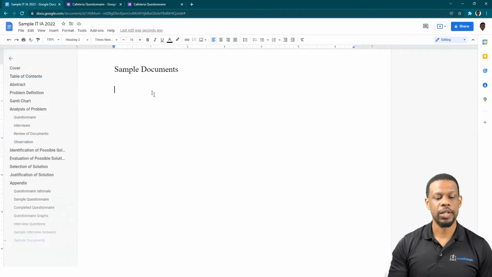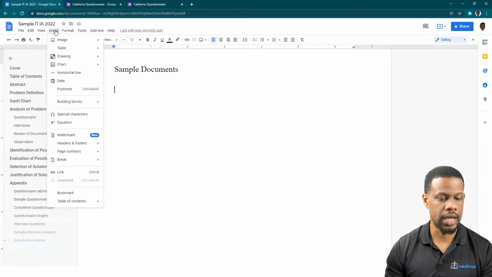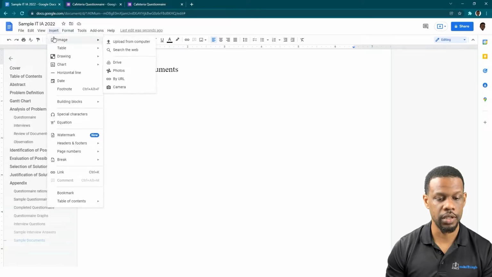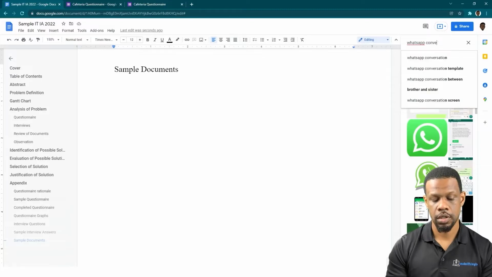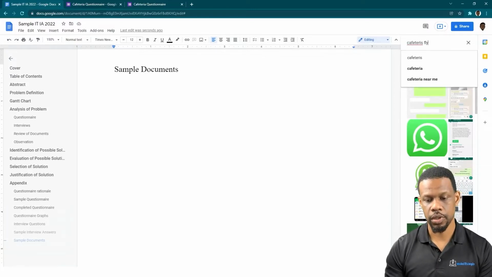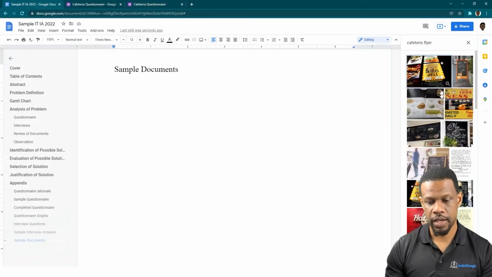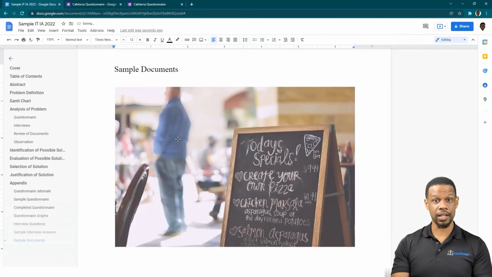The sample documents will be whatever pictures or images you collect from your research. I'm going to show you something simple. I'm just going to insert random images, not from any real place, like a cafeteria flyer. Let's see what Google will come up with. Cafeteria flyer, yay! Look, I got a picture of a chalkboard. How nice is that? This is perfect, excellent.